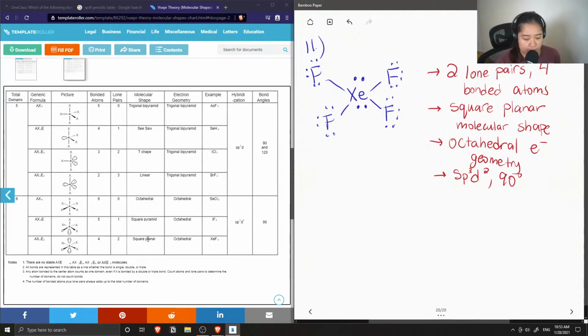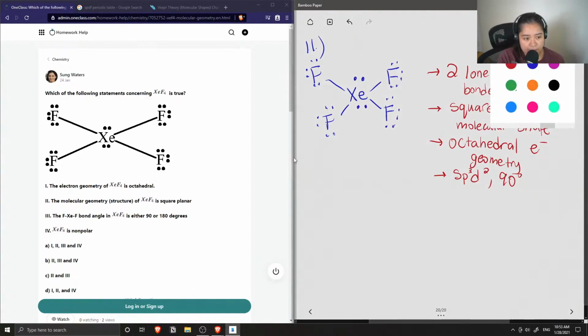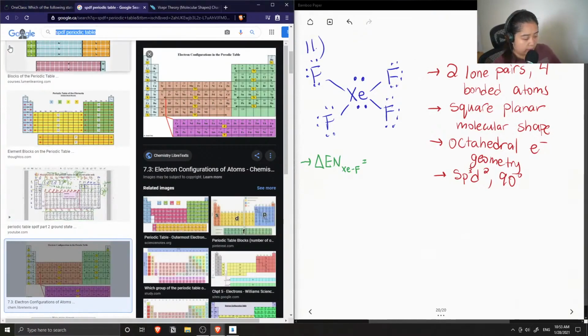Okay, so we also need to find out whether or not this molecule is polar or nonpolar. The steps in finding out whether or not a molecule is polar or nonpolar is to first find out if we have any polar bonds. To find out if a bond is polar, we need to calculate the electronegativity difference between xenon and fluorine. So now let's look up the electronegativity values for both xenon and fluorine.